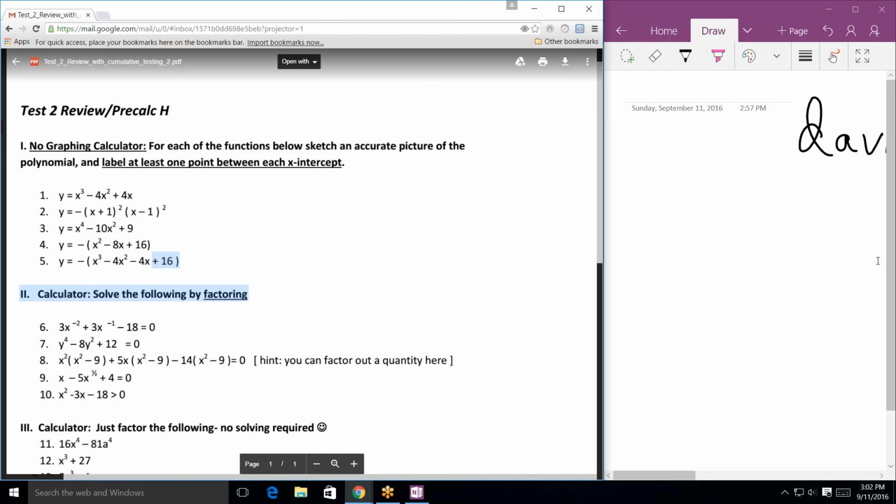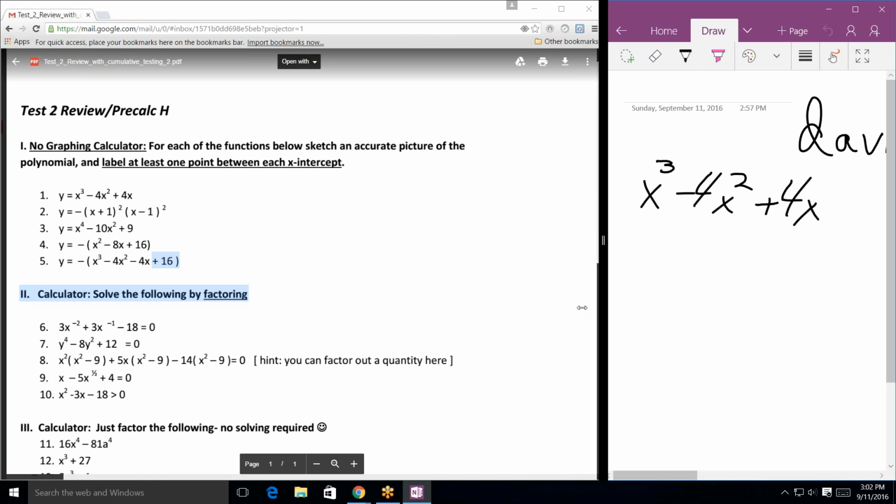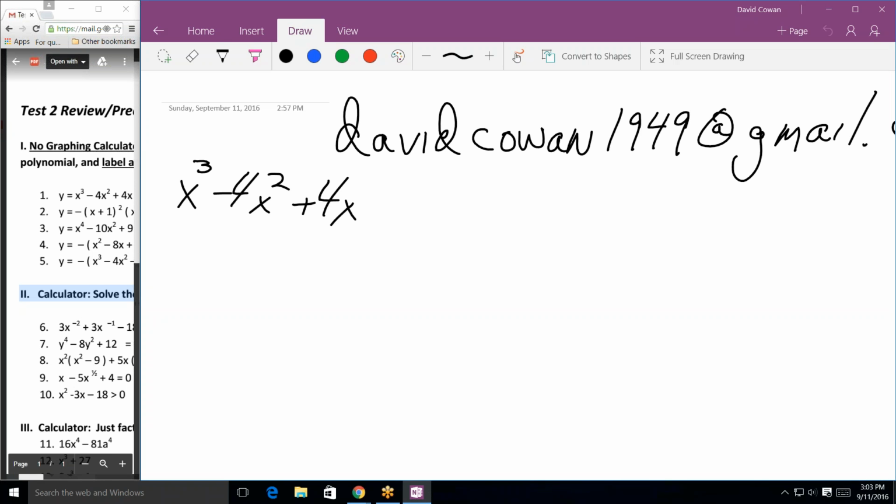So you cannot use your calculator here. Mm-hmm. So let's talk about this function: x to the third minus 4x squared plus 4x. Sketch an accurate picture and label at least one point between each x-intercept. Okay. What's the first step to sketching an accurate picture here?